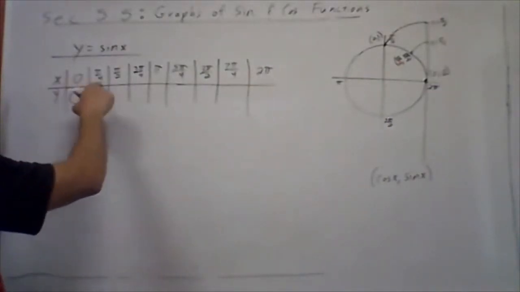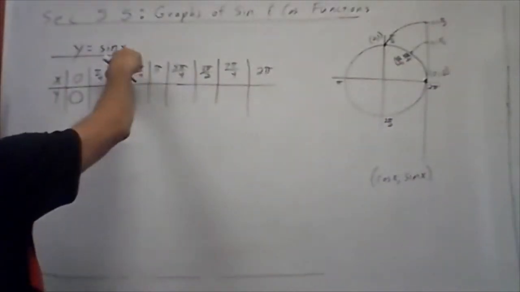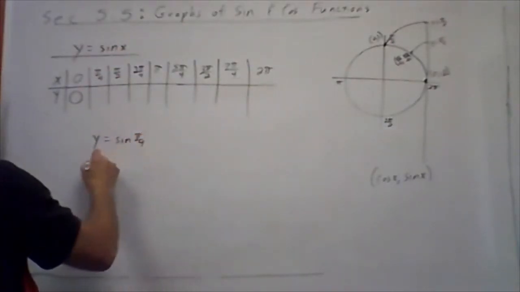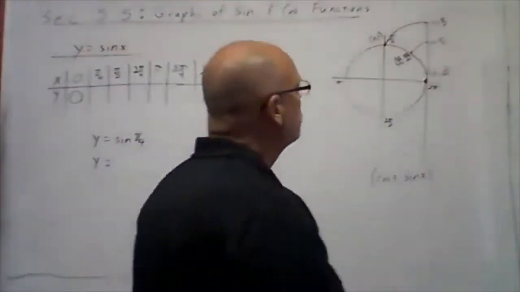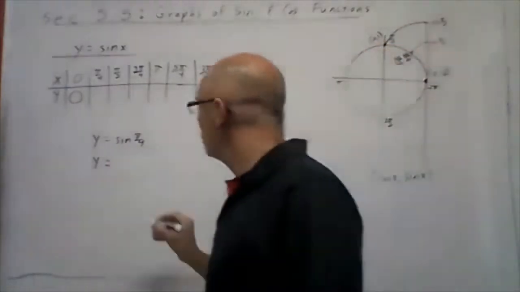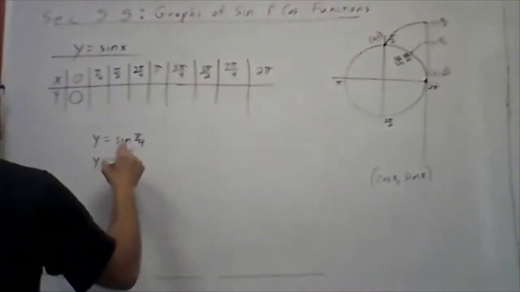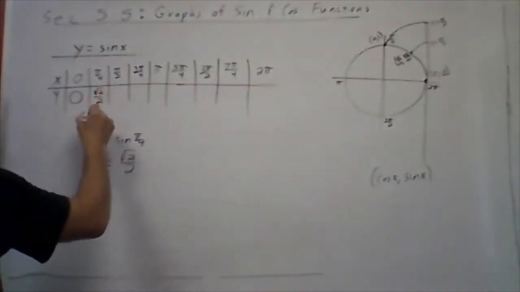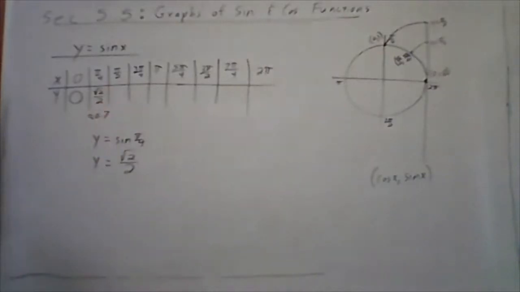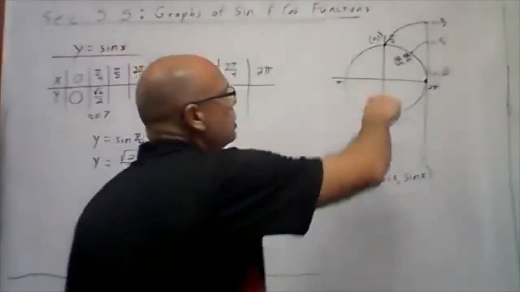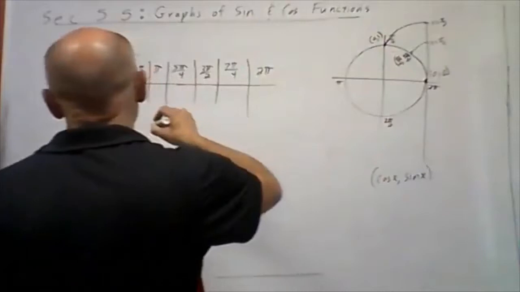How about when x is pi over 4? What happens if I input pi over 4 here? I get y is equal to the sine of pi over 4. So y will be what? If you rotate pi over 4 radians, what is your sine function? Square root of 2 over 2. So when x is pi over 4, y is square root of 2 over 2, which is about 0.7. I'm going to graph it, so I'm going to need to know about where it's at. How about when x is pi over 2? We have the sine of pi over 2, and the sine of pi over 2 is 1.